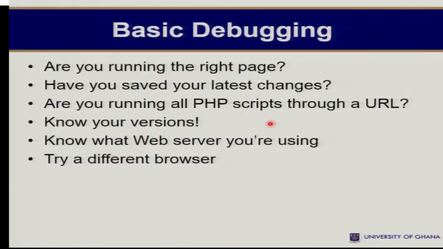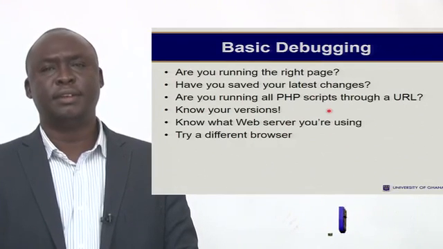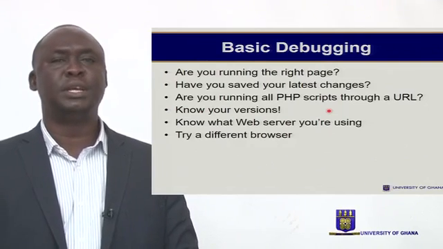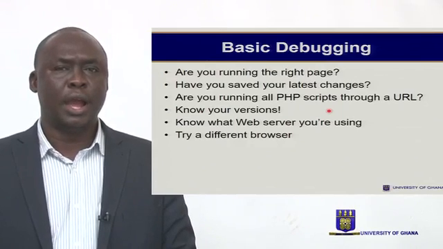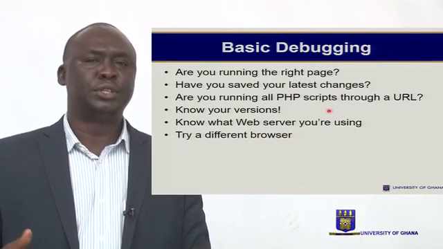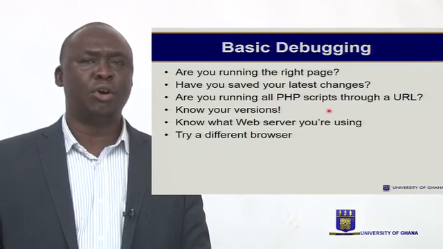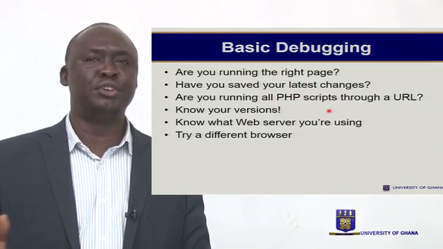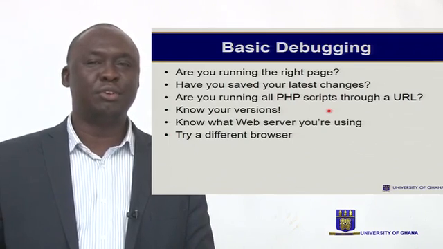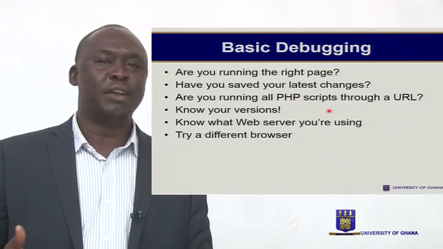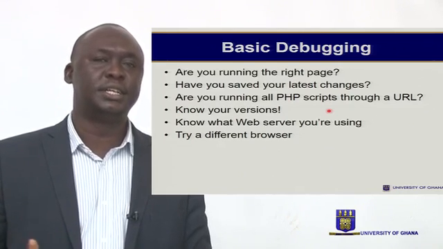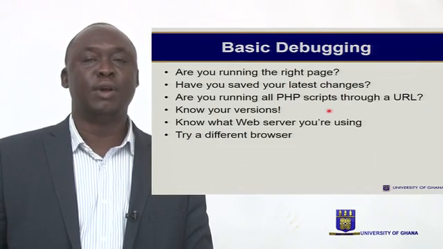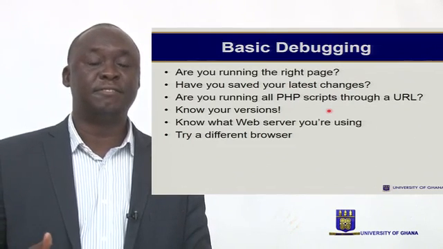Okay, basic debugging. When you have errors, first of all, you have to ask yourself, are you running the right page? Because in many instances, when you are writing an application and you have errors, you go and you are correcting the errors. Unfortunately, you are correcting the errors on a different file. So you correct errors on a different file, and then you go and run a different file, and you don't see the changes. So this could mean that you're actually editing a different file from the file you are running.